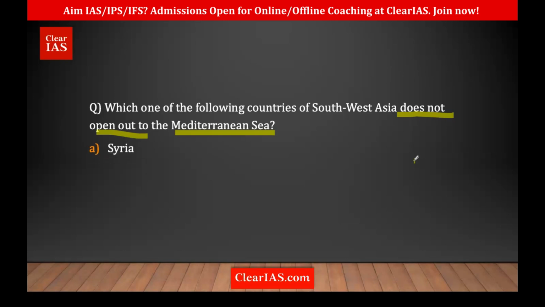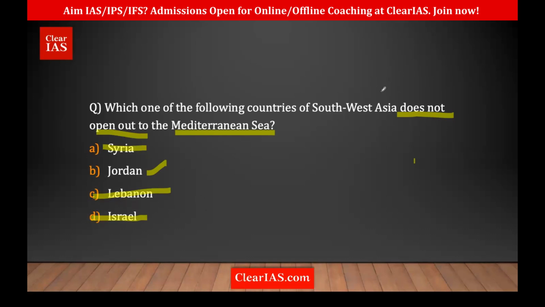So we have the options: Syria, Jordan, Lebanon, Israel. All the countries we have learned. So we know directly the answer, it is Jordan. Okay, so we know Syria opens out to the Mediterranean Sea. Lebanon opens out to the Mediterranean Sea. Israel also opens out to the Mediterranean Sea.